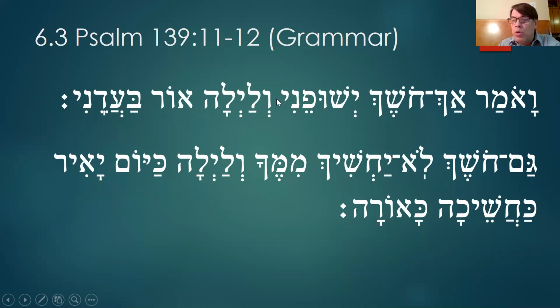will darken me. So the hirik yod at the end is the me, and then this yod is the third masculine singular he. So it goes with koshik. Koshik is a he in Hebrew. So surely the darkness, it will cover me.